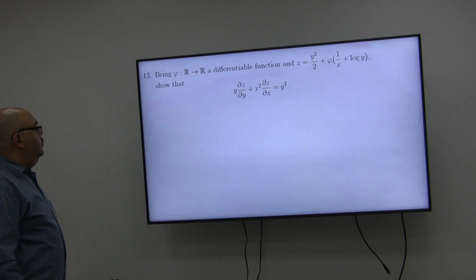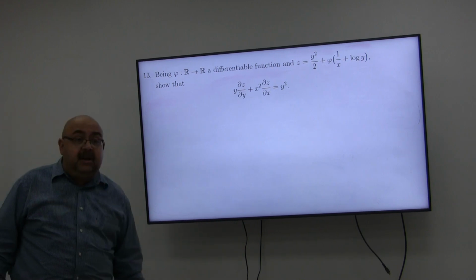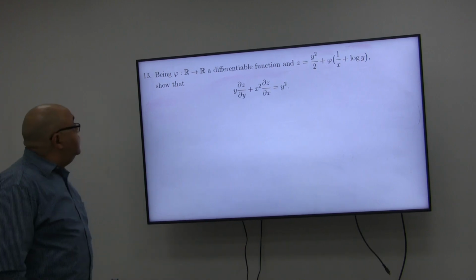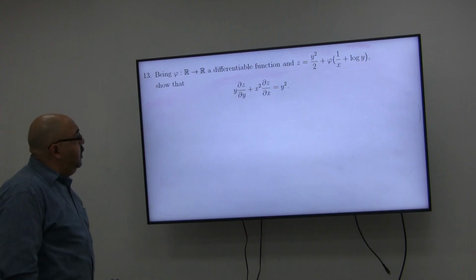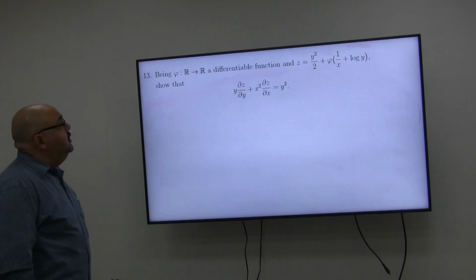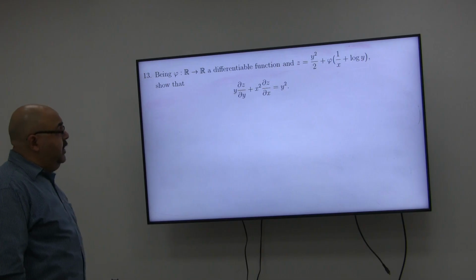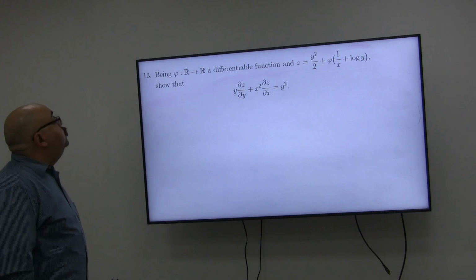This is very, very simple. You will be very lucky if he asks you about something like this. He wants you to take phi such that, from R to R, a differentiable function z is y squared over 2 plus phi, where phi is a function of y over x plus log y. He wants you to show this.